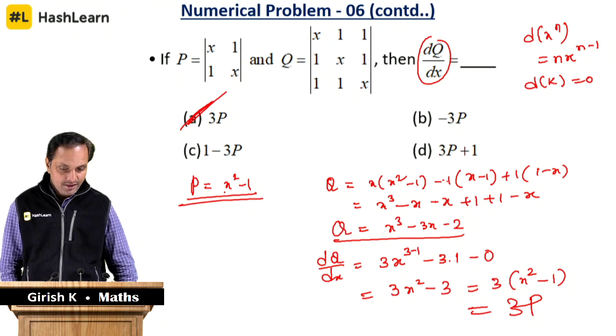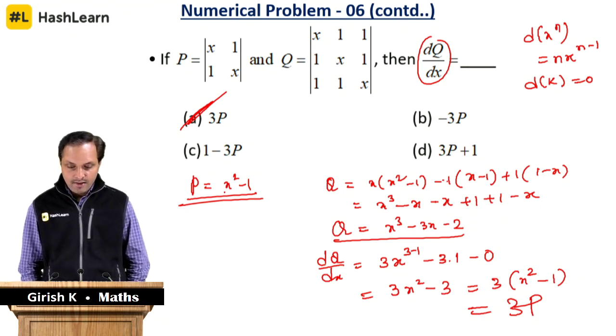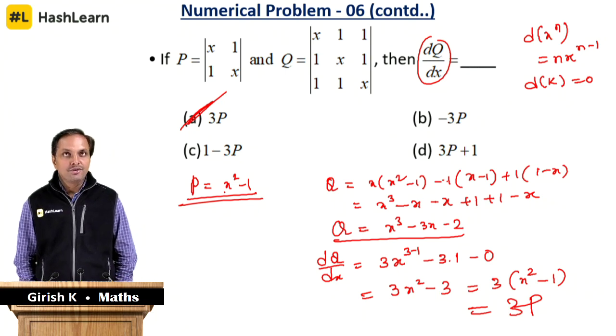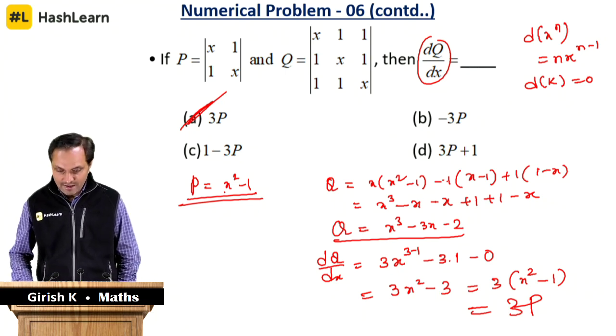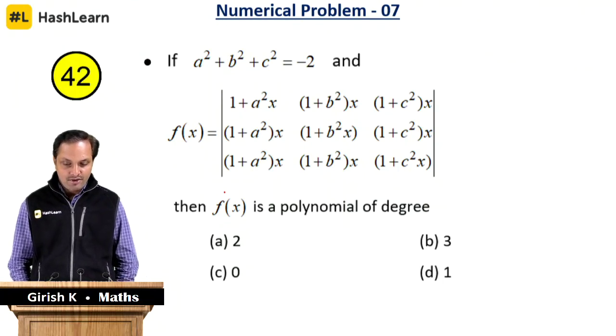Yes, Pankaj, sixth one is option A. That's the right choice. Good. Get ready for the next question. Next question is numerical 7. You have 45 seconds. Come on, try and tell me what is your option.